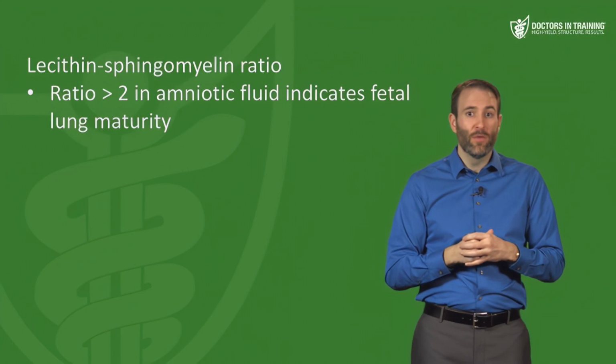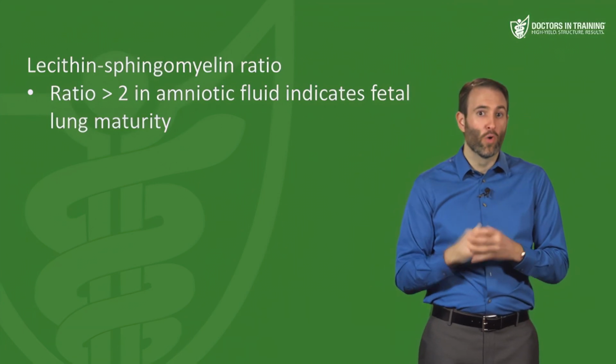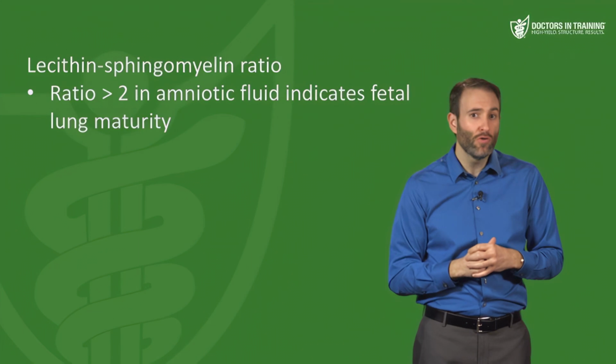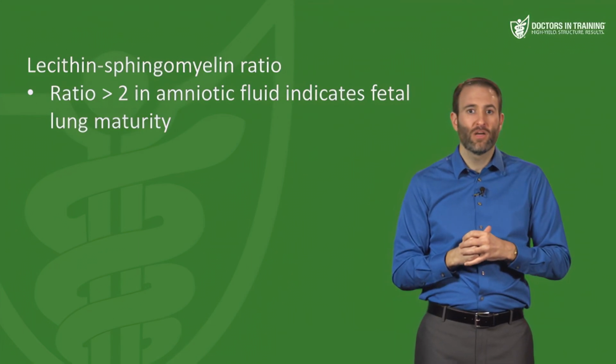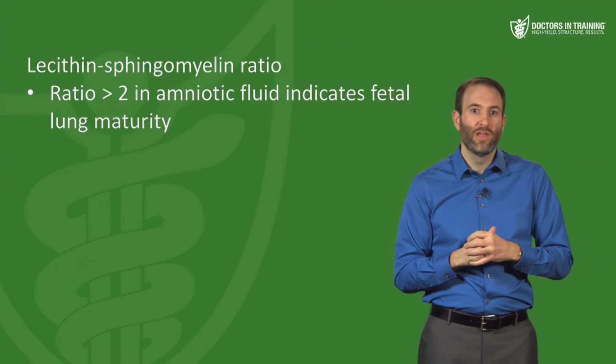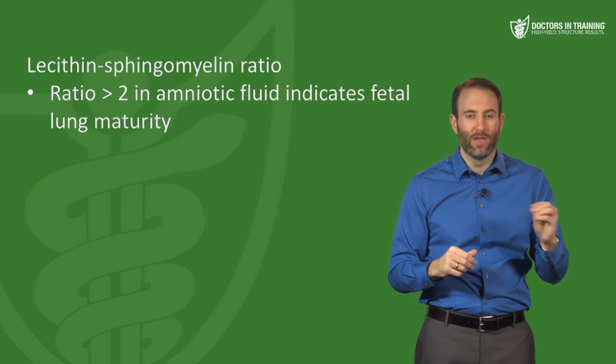Now, what can you give the mom to mature the baby's lungs? Well, you could give the mom corticosteroids. That's going to help to mature those type 2 pneumocytes. Now, we're going to talk about steroids and how they prevent neonatal respiratory distress syndrome in another video.